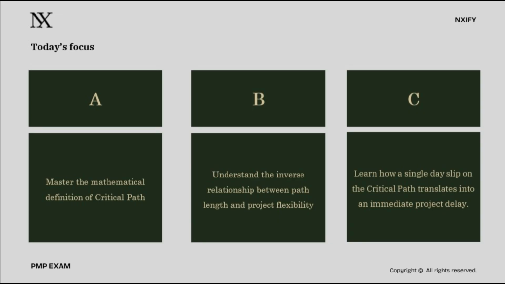1. We will first master the mathematical definition of critical path, the longest duration sequence. 2. Second, we will understand the inverse relationship between path length and project flexibility, or float. And 3, you will learn how a single day's slip on the critical path translates into an immediate project delay. That is the roadmap.